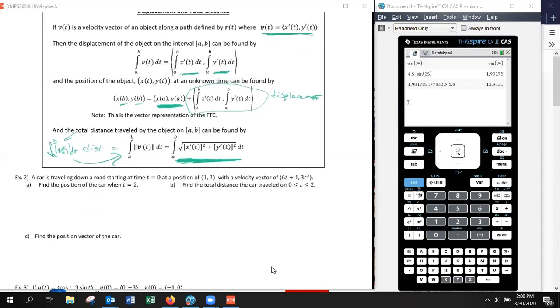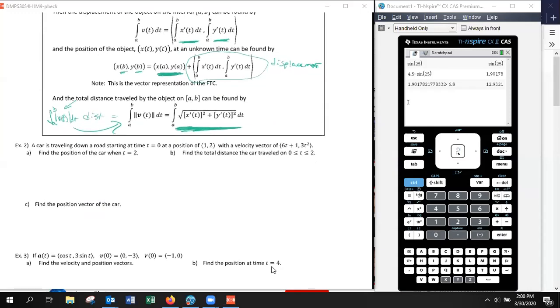So a car is traveling down a road starting at time t equals 0 at that initial position. There's our velocity vector. So our goal is to first find the position of the car when t equals 2. To find the horizontal portion, x of 2 is going to equal x of 0 plus the integral from 0 to 2. The reason I'm doing 0 to 2 is because it's showing just the initial plus the displacement, which is going on right here.